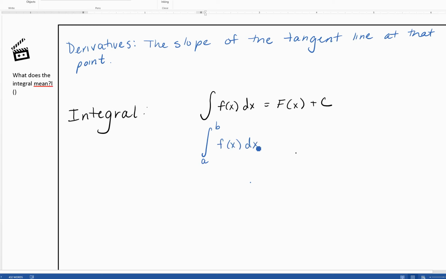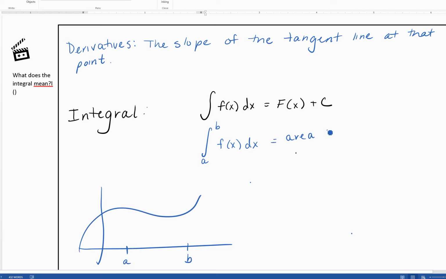Okay, and we'll talk about how you actually find that, but what it means is that we're going to draw a picture, draw the graph of f of x, so let's say it's just like this, and a and b are going to be x values. So we'd say from a to b, what this means is this is the area under f of x between x equals a and x equals b.